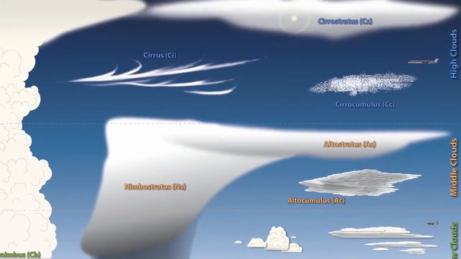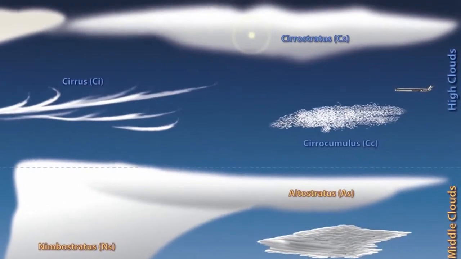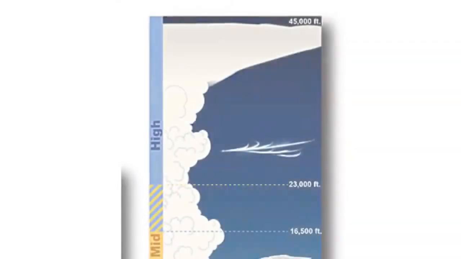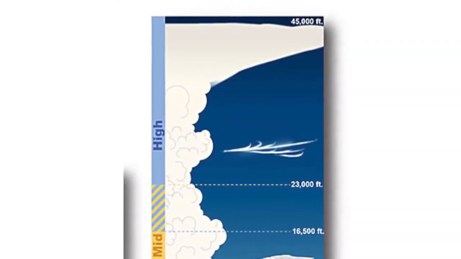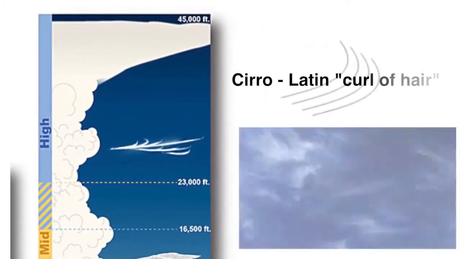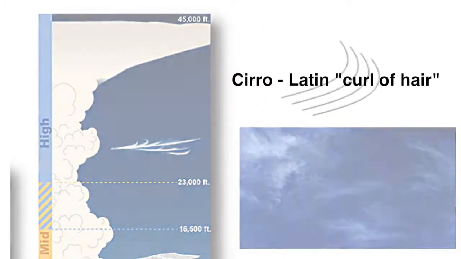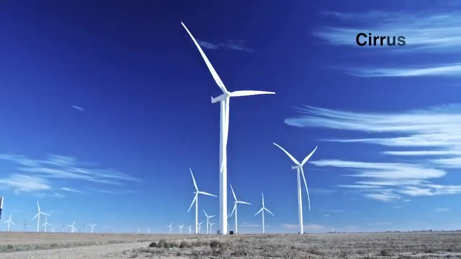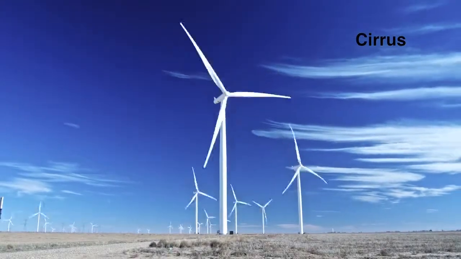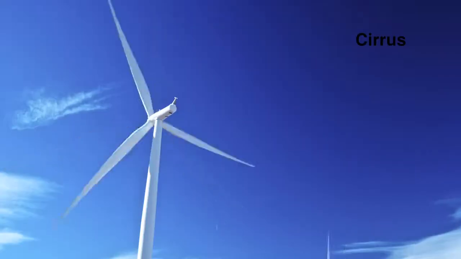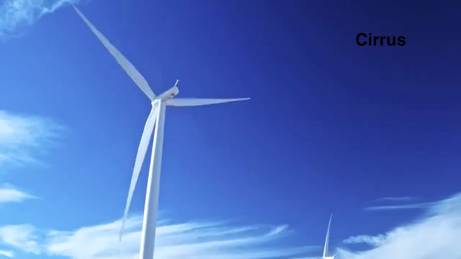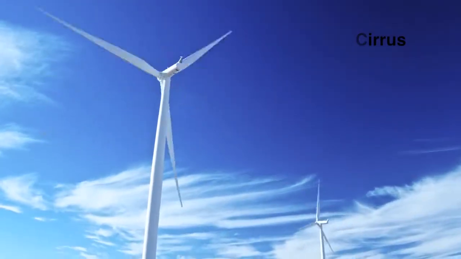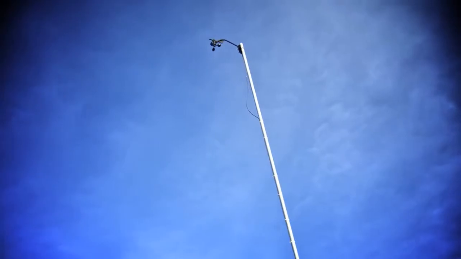Cirrus clouds are high-level clouds that typically form between 16,000 and about 50,000 feet above the Earth's surface. And the Latin word cirro means curl of hair. And many times cirrus clouds can mimic curls of hair due to the thin, wispy structure that they exhibit. Cirro can also be used as a prefix to describe high-level clouds.